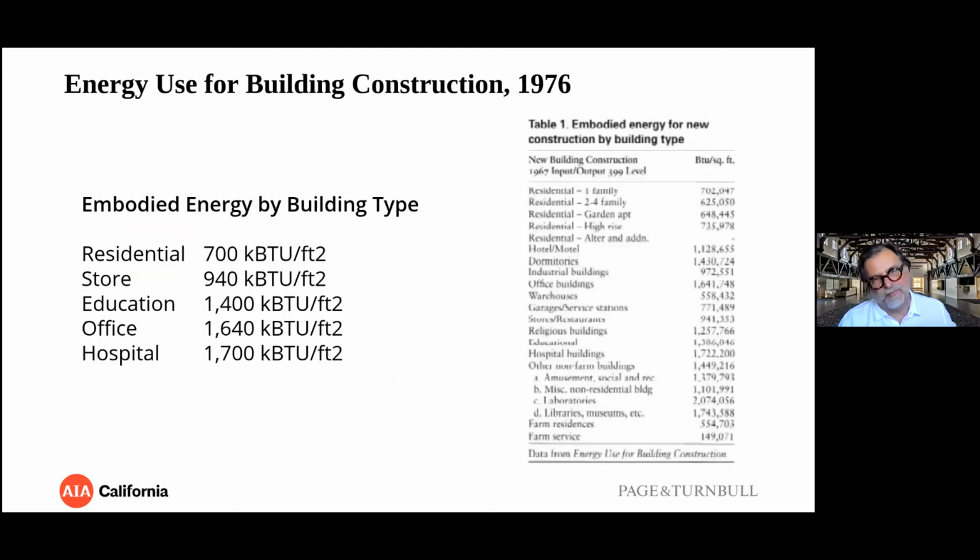But they also developed this concept model, which is just what's the investment per square foot. So they determined that for a typical residential property, it's about 700,000 British thermal units per square foot. And that's the single family home. There's some other ones on the screen.